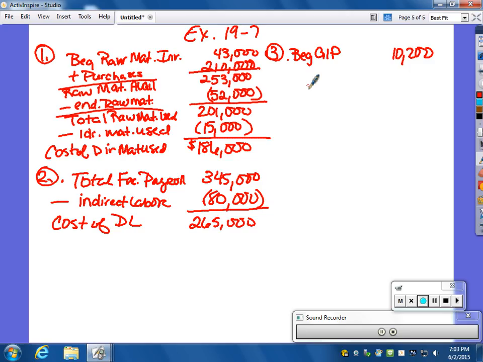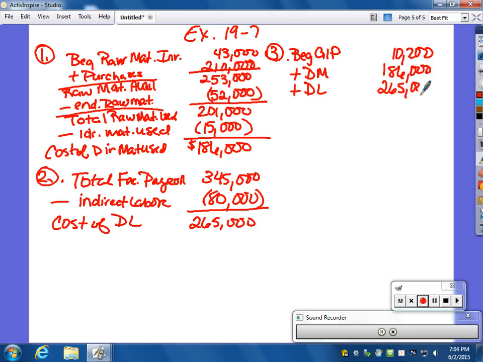What's next? Plus direct materials. We already calculated direct materials, 186,000. What's next? After you do direct materials, you also do what? Direct labor, which is how much? 265,000.